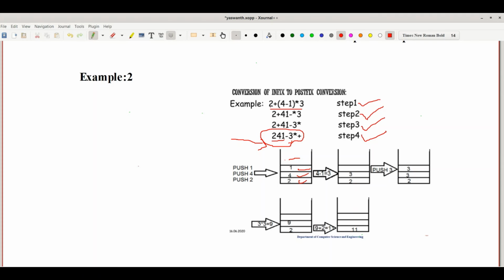If the minus character comes, whenever an operator comes, you have to do the operation on the top two values in the stack. What are the top two values? 1 and 4 are the top two values. Our operator is subtraction, so you have to subtract them. 4 minus 1 is 3, which I have inserted in the stack. Now the initial value 2 is there, and then 3 is there.